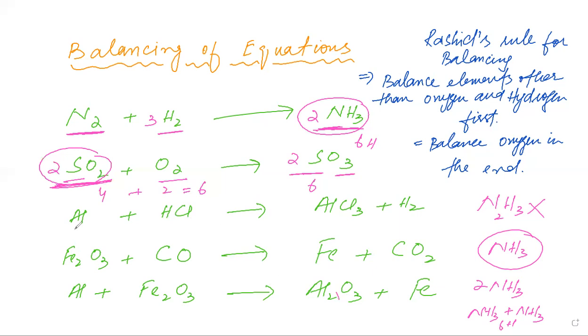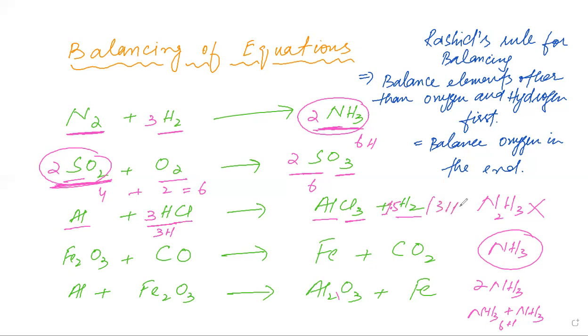Come to the third equation. Aluminium is 1 at the reactant side, aluminium is 1 at the product side, chlorine is 1 at the reactant side, number of chlorine atoms is 3 at the product side. So we should write a number 3 here in order to make chlorine equal at both sides. Balancing of chlorine has increased the number of hydrogen atoms at the reactant side. Number of hydrogen atoms is 3 at the reactant side but 2 at the product side. So if we multiply this one H2 with 1.5, this will also balance the equation.